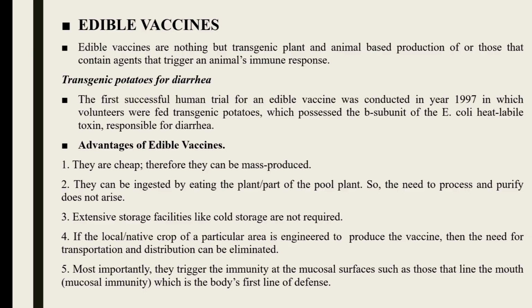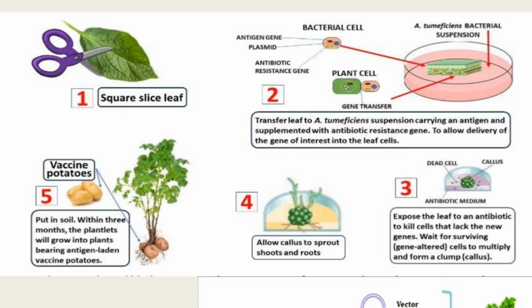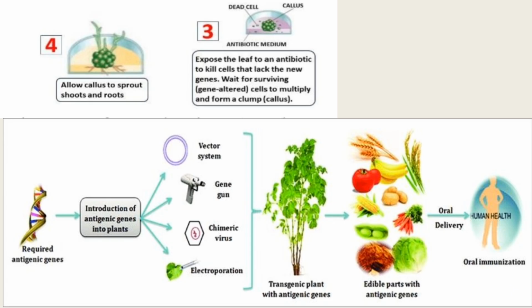How are these edible vaccines produced? First, the gene responsible for a particular disease or for an immune response, simply called the antigenic gene, is placed into the plant cell through any one of the methods discussed earlier. When the plants grow, they also grow with the inserted antigenic genes. When we consume that plant which has antigenic genes, the body will treat that gene as an antigen and develop immunity against it.